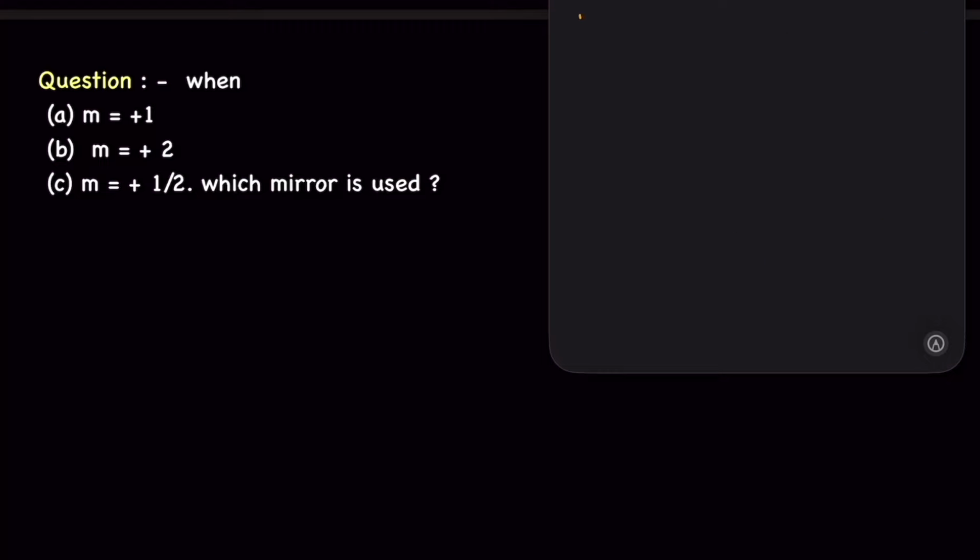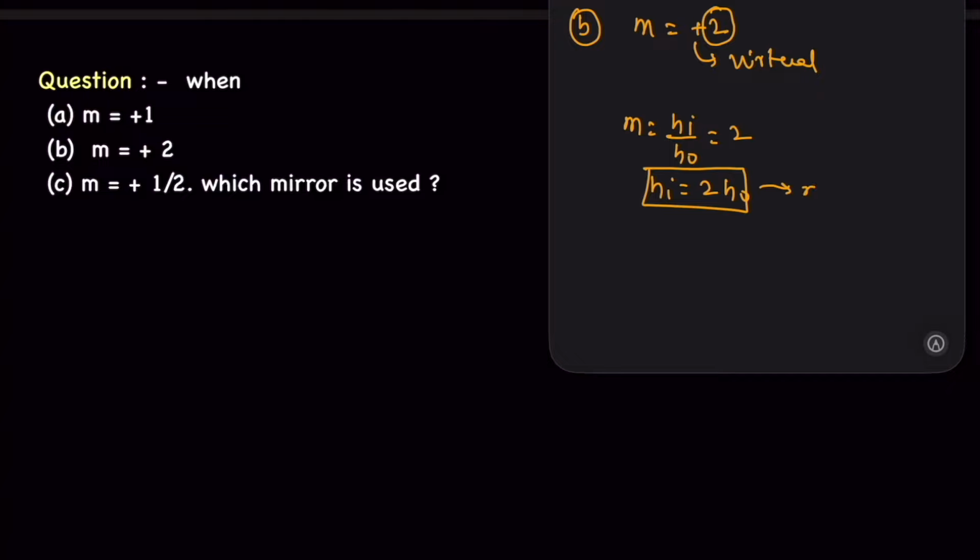In the second part, m is equal to plus 2. Plus means virtual. And what is the meaning of 2? m is equal to height of image by height of object, and m is 2, so height of image is 2 times the height of object. So it is a case of magnified. A concave mirror in case of virtual image can form the magnified image. So in the second one, it is a concave mirror.